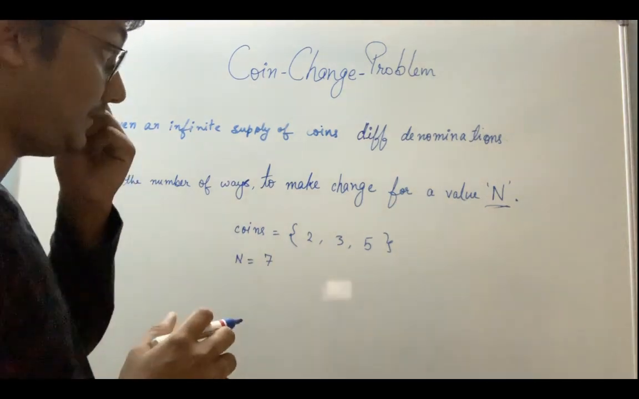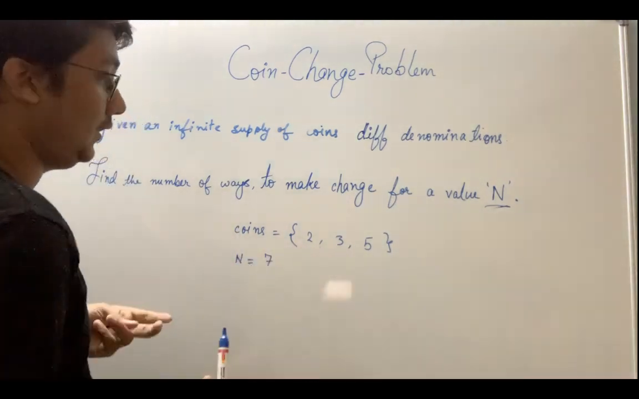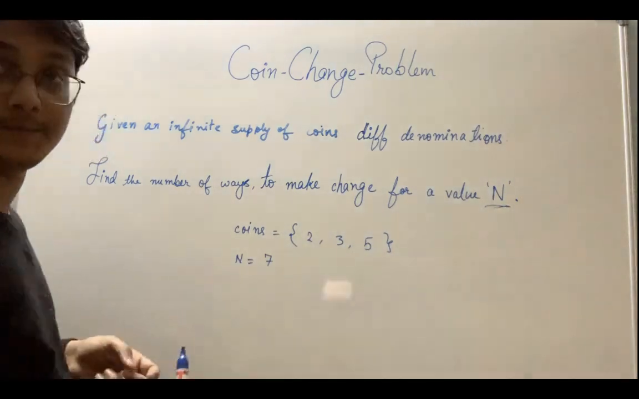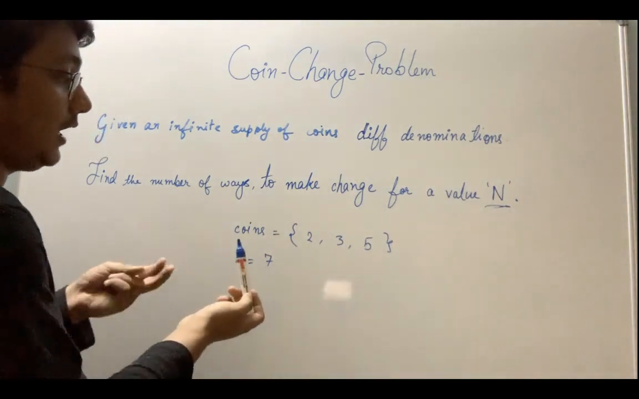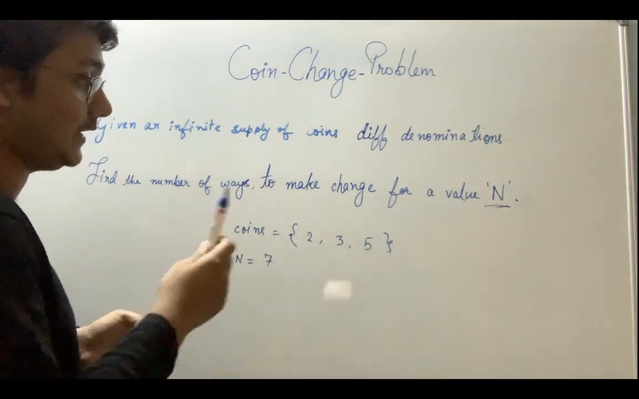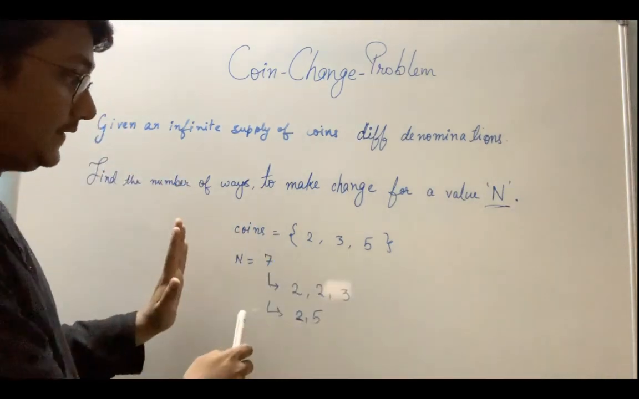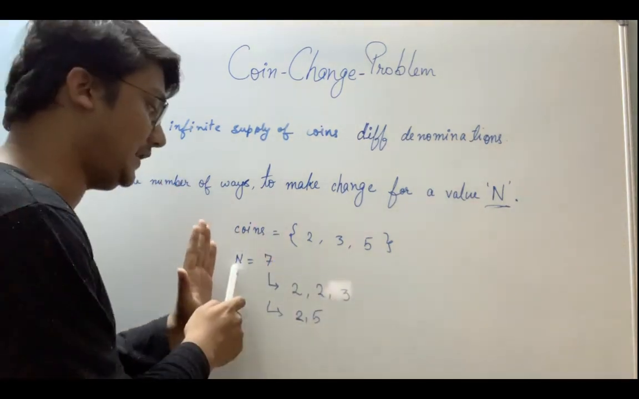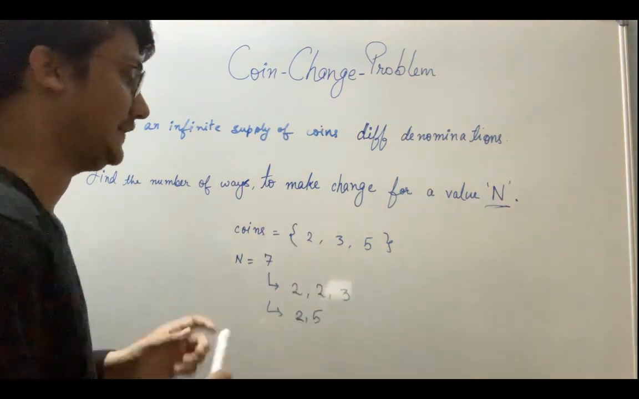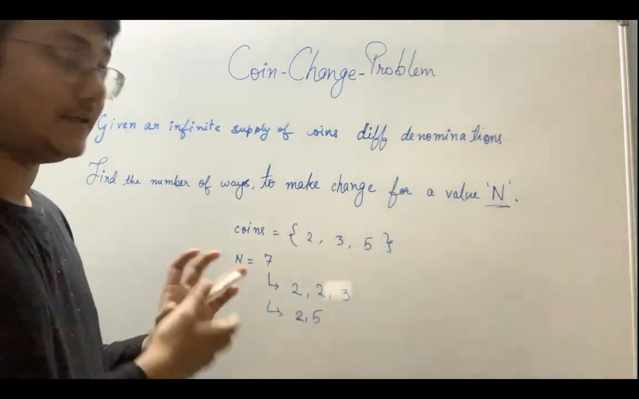Now the problem statement would be: using these coins of denominations 2, 3 and 5, how many ways can you make change for 7? Let's look at how many ways there are to make change for 7 manually first, and then we will try to think of a way to solve this problem using our intuition. If you see, there are only 2 ways to make change for 7 with these coin denominations, and those are 2, 2, 3 and 2, 5. Let's try to deep dive into this problem and see how we can solve this intuitively.